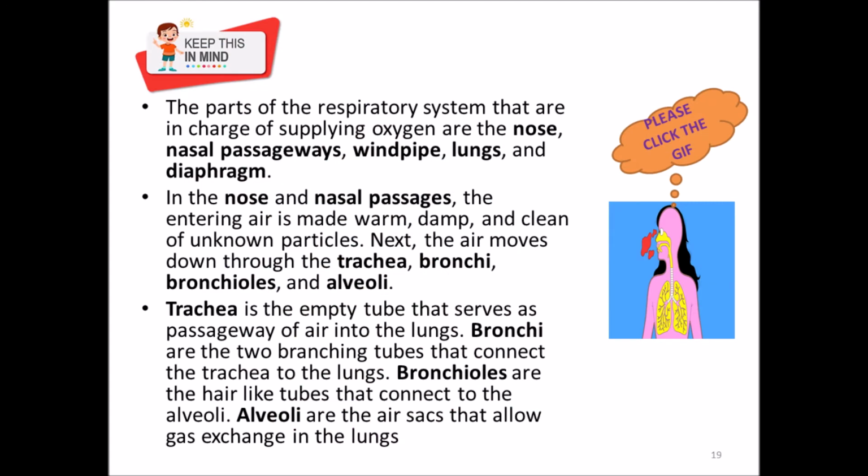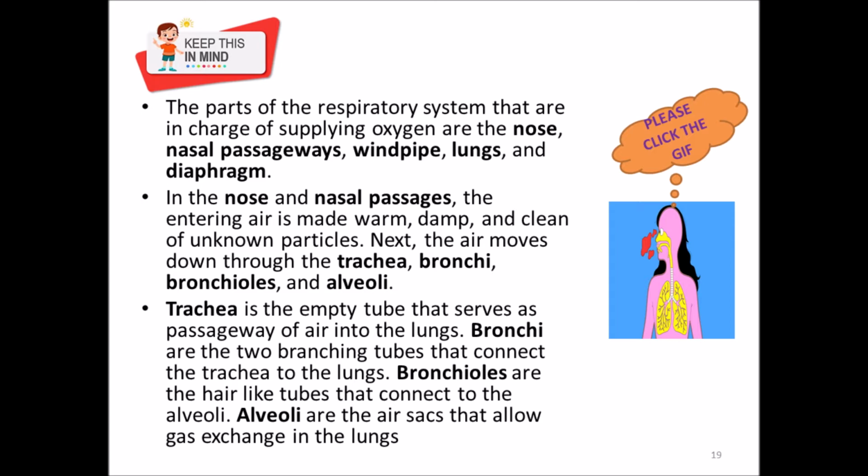Keep this in mind. The parts of the respiratory system that are in charge of supplying oxygen are the nose, nasal passageways, windpipe, lungs, and the diaphragm. In the nose and nasal passages, the entering air is made warm, damp, and clean of unknown particles. Next, the air moves down through the trachea, bronchi, bronchioles, and alveoli.